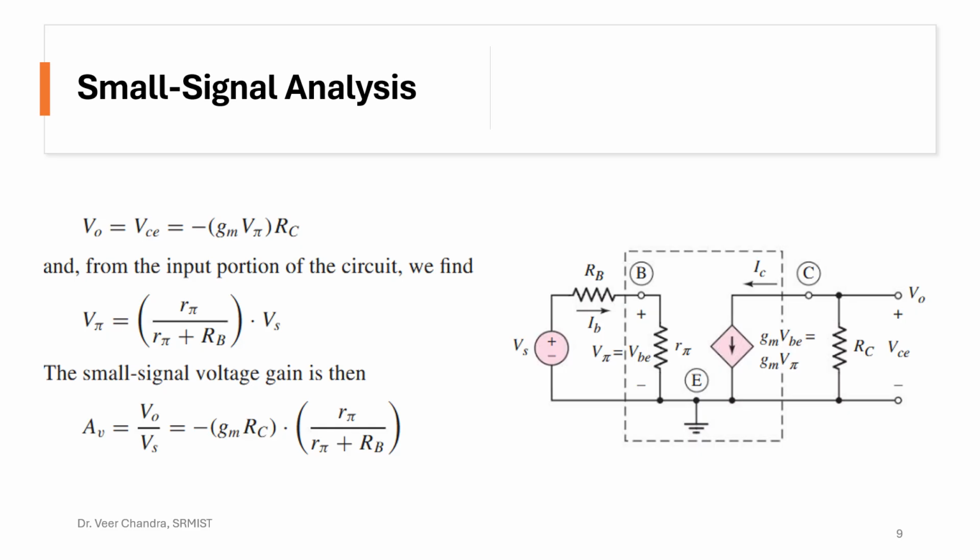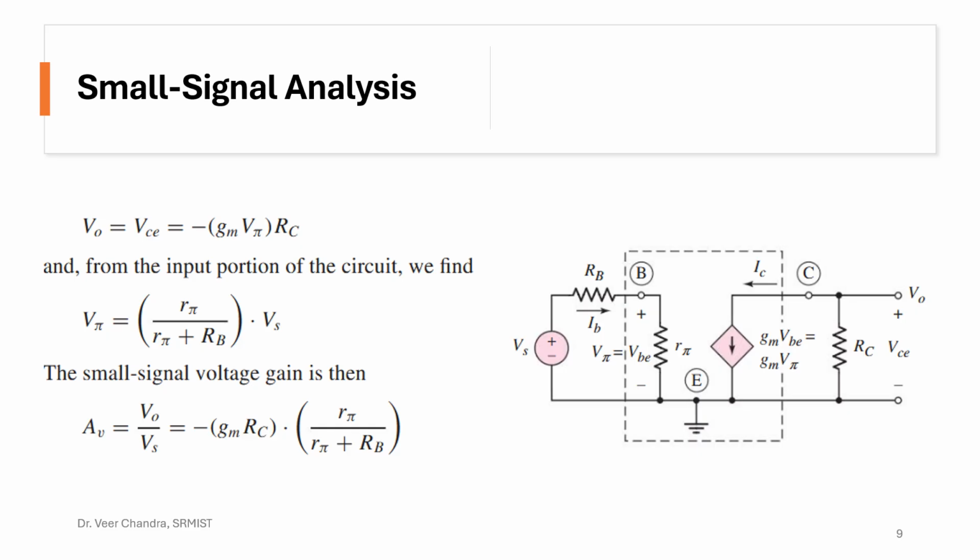In order to find the input voltage, you can find V pi. Use the voltage divider rule. You will get the voltage V pi equal to R pi divided by R pi plus RB, times Vs. Vs is your supply voltage, that is your input voltage. Now use the equation gain equal to V out by Vs, and put in the values of V out and Vs. Finally, you will get the gain of minus gm RC into R pi divided by R pi plus RB. So this is the basic way to find the gain.